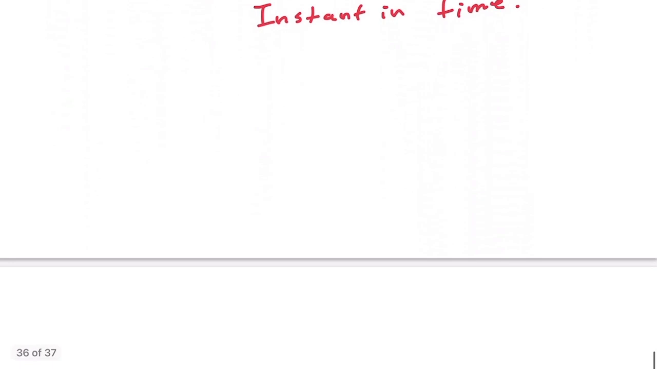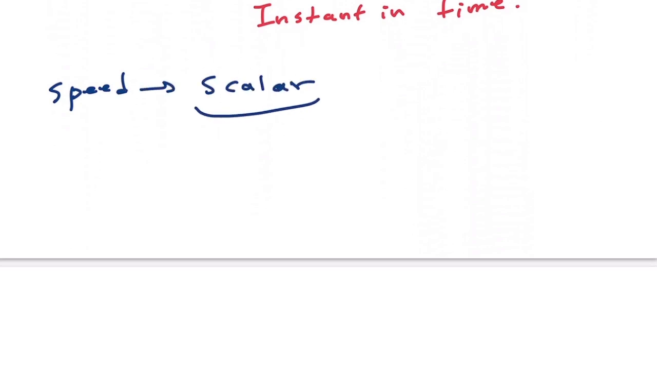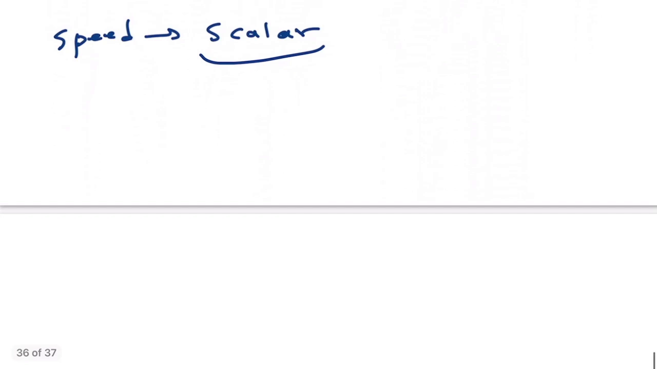And just like displacement and distance, we must make sure to not confuse velocity with speed. Speed is a scalar, which means it only has a magnitude and it does not have a direction. And just like velocity, we have both instantaneous speed and average speed.